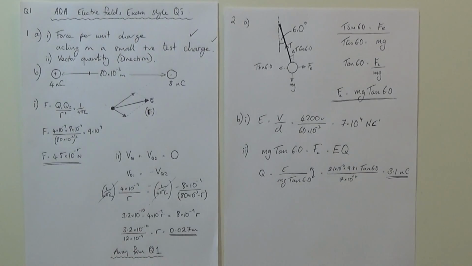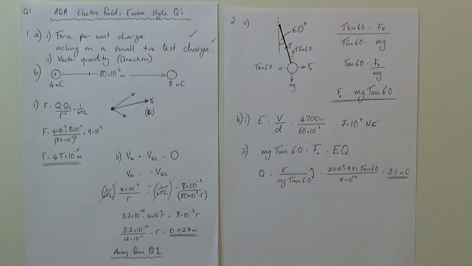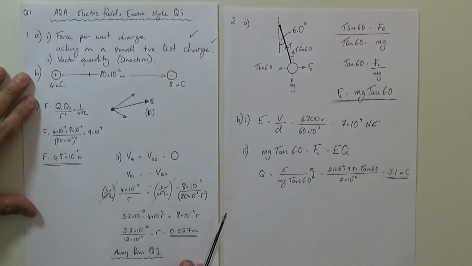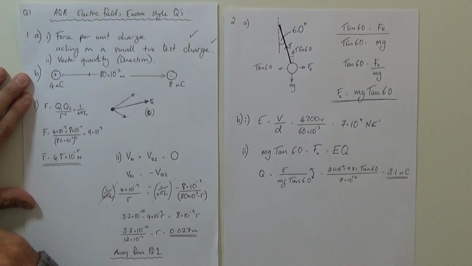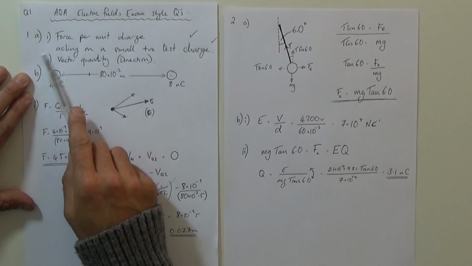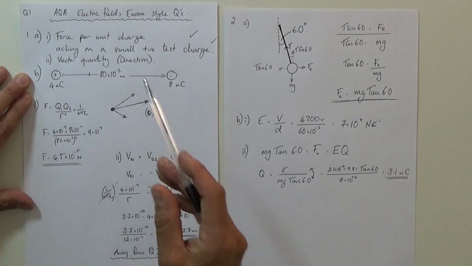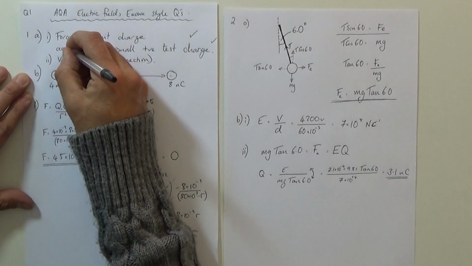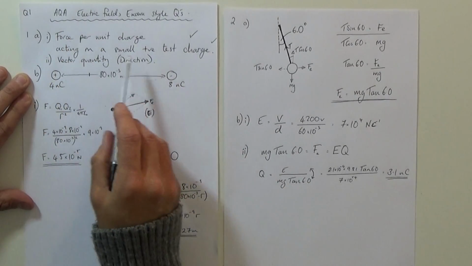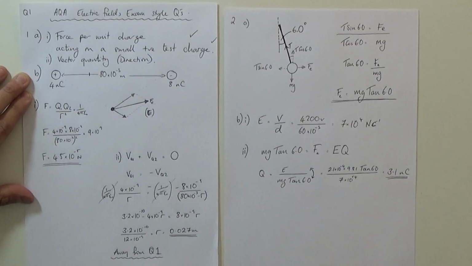Okay, welcome. This is question 1 and 2 on the exam style questions, page 90 in the exercise book. First question, 1A, asks you to define field strength at a point in a field, an electric field, and you want to basically say something along the lines of the force per unit charge acting on a small positive test charge. We need the word positive to be in there, definitely. I've not written the word positive, but you know what I mean.